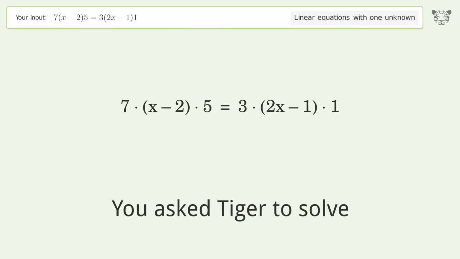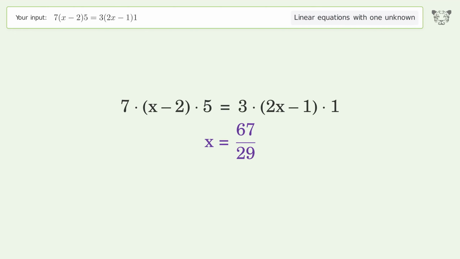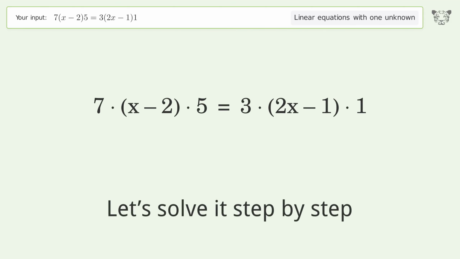You ask Tiger to solve this. This deals with linear equations with one unknown. The final result is x equals 67 over 29. Let's solve it step by step.